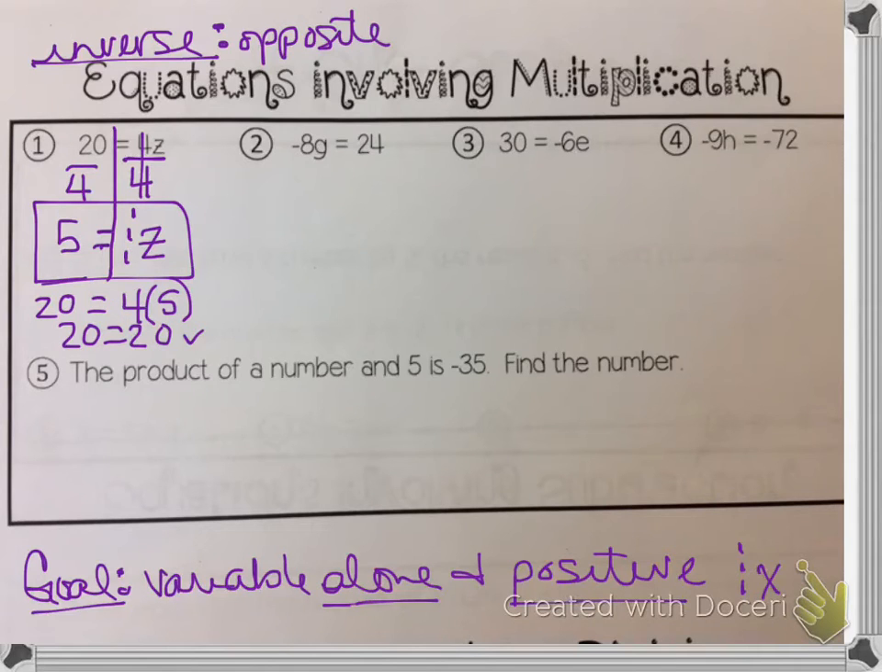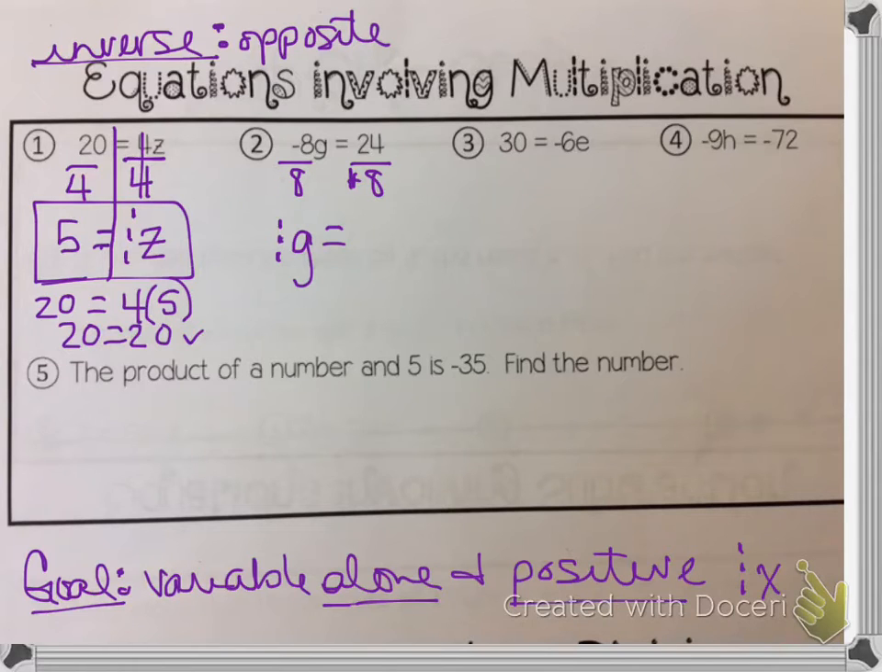So let's check out number 2. Now this is a negative 8 times g. So again, we're multiplying. So the inverse is to divide. Now since we're multiplying by negative 8, we have to divide by a negative 8, because a negative divided by a negative is a positive 1g. If we made this a positive 8, then we would have a negative divided by a positive, and this would be a negative g, which is, again, not what we want based on our definition, right? We want it alone and positive.